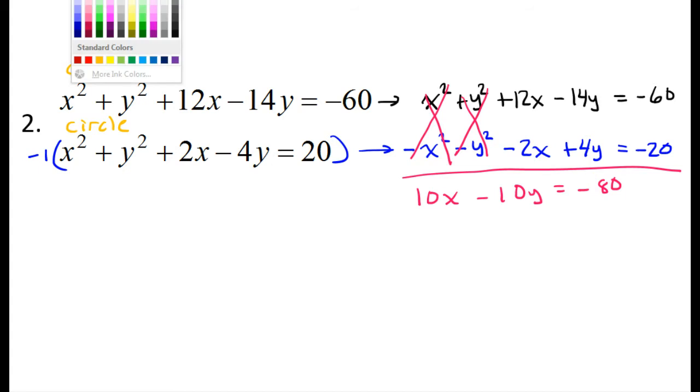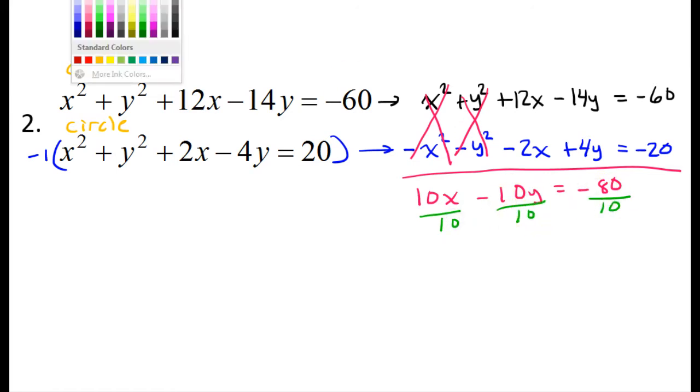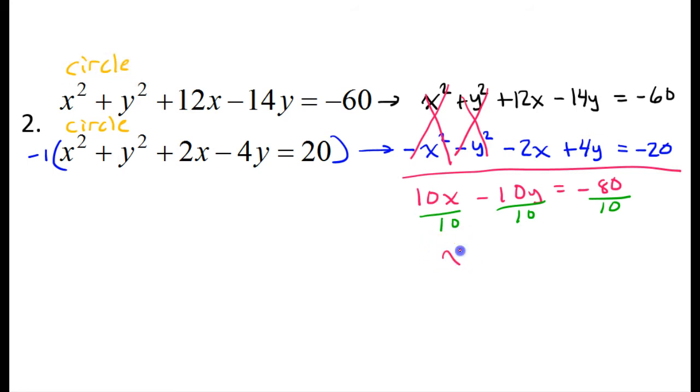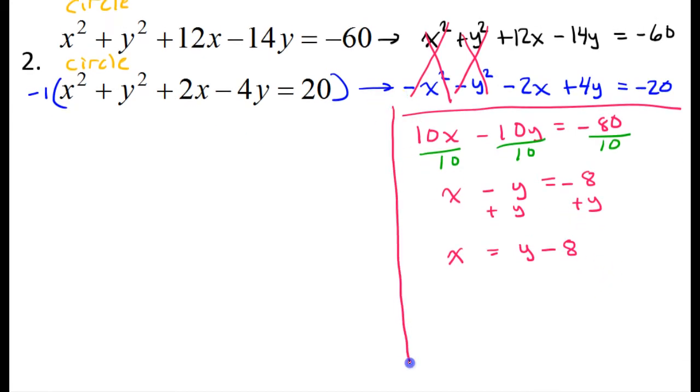Now, I notice that all of these are divisible by 10. So I might as well do that just to make the numbers smaller and easier to work with. So this is going to give me x minus y is equal to negative 8. Okay, so I'm going to go ahead and add y to both sides. And that's going to give me x is equal to y minus 8. So now I can do a substitution.